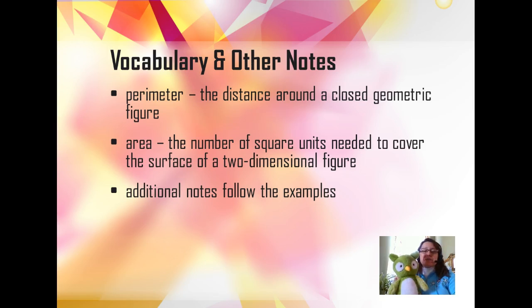Perimeter is the distance around a closed geometric figure. Area is the number of square units needed to cover the surface of a two-dimensional figure. Some additional notes will follow the examples after we complete our investigation. Are you ready to get started, Euclid? Then let's go to our first example.